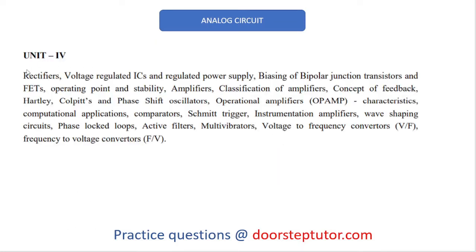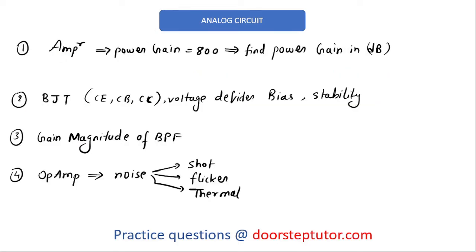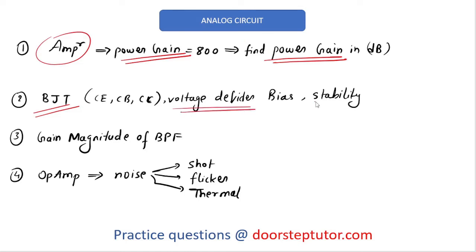So in Unit 4, we can say the subject is analog circuit, and the questions were asked from BJT, rectifiers, and op amp. So look at the questions. The question related to amplifier was asked, like power gain was given, and we had to find out the power gain in dB. There was a question related to BJT from common emitter, common base, and common collector configuration, and they had also asked a question related to voltage divider bias and stability.